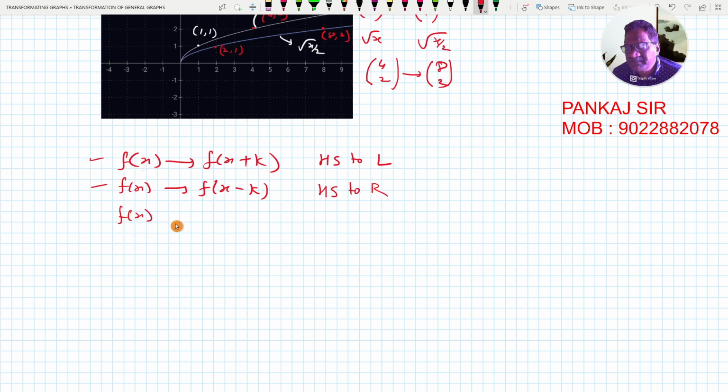Then we studied f of x to f of kx. In the case of f of x to f of kx, we saw that there is a horizontal compression of the graph, or you can say the graph is getting compressed from left and right, from both directions. And f of x to f of x upon k, here you will see that there is a horizontal stretch taking place. Is that clear? This will be a horizontal stretch. So these are the four different types of transformations that you have studied so far with me.